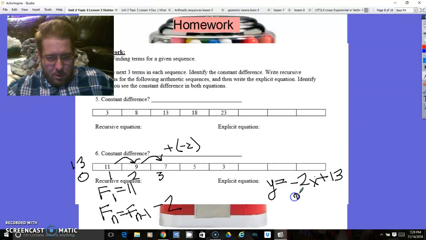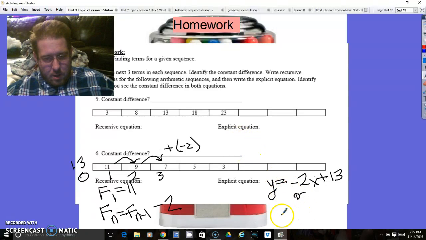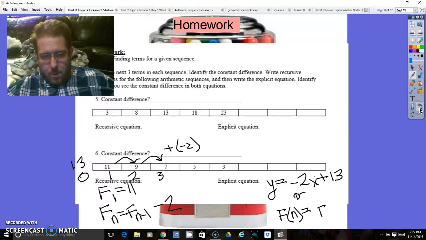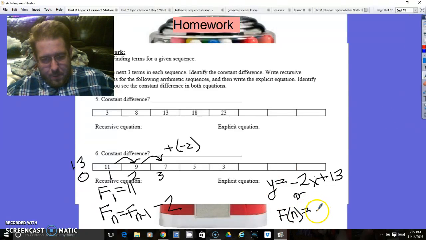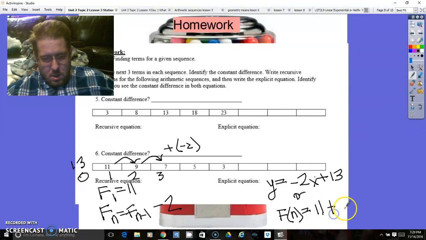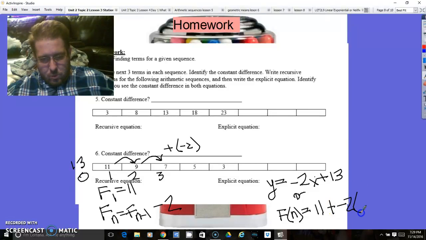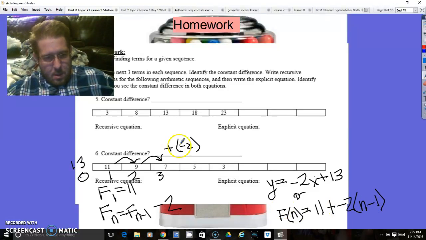Now, if I want to do what I did on that last question, I could also say f of n, using function notation, is equal to f, I was thinking of recursive there for a second. So the answer is equal to the starting point plus the rule, which is negative 2 times n minus 1. All right, so this is the second term. Negative 2 times 2 minus 1 is 1, times negative 2 is negative 2, plus 11 makes 9. Boom. I checked it. It's right.